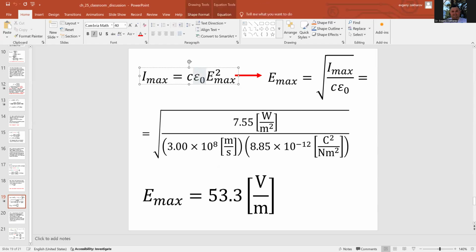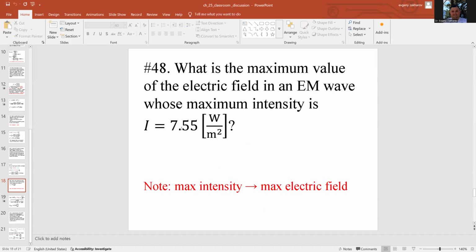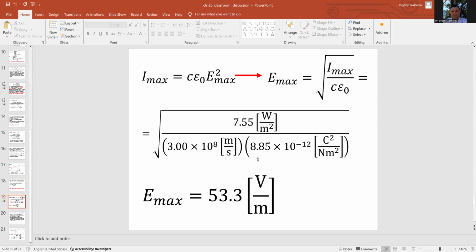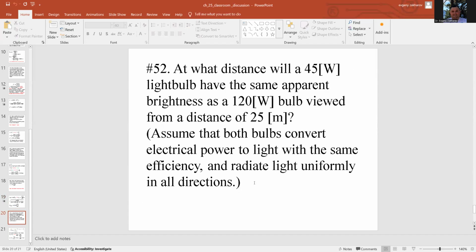There's another equation for the magnetic field in case you want the magnetic field from the intensity. So both fields can be easily calculated from that.